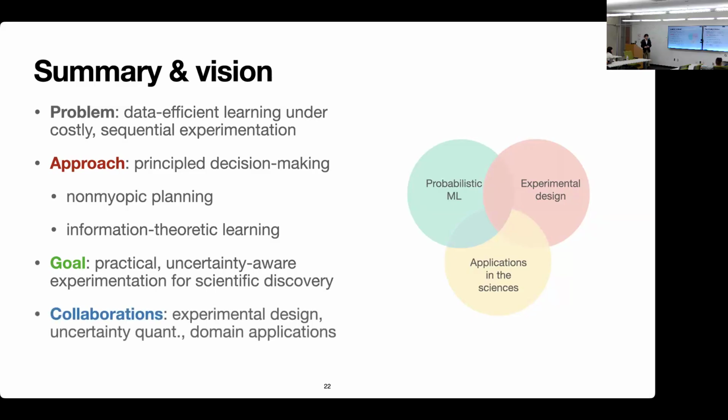And I'll be very interested in exploring collaborations for experimental design, also uncertainty quantification in high dimensions, which has a lot of applications in different fields, and other domain applications in the hard sciences, but also social sciences and humanities that can benefit from this data efficient learning as well.